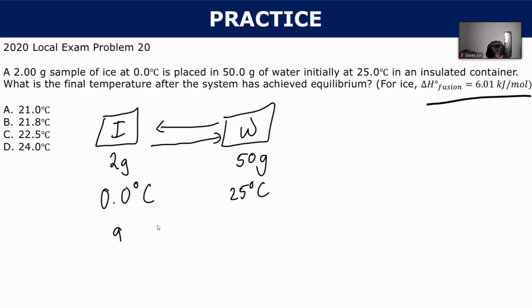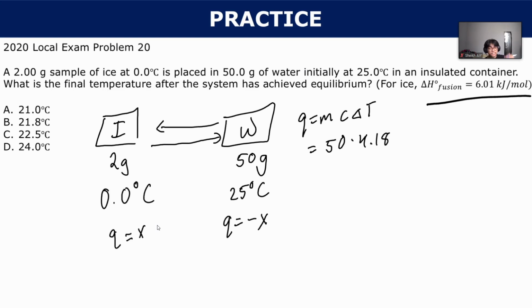So the Q of ice, let's let that be X. That should be a Q, not a G. It's going to be X, and the heat of the water is going to be negative X. Q equals negative X. Well, let's calculate Q for the water. So Q equals mc delta T. The mass is 50. The specific heat capacity is 4.18. That's the specific heat capacity of liquid water. And the change in temperature is going to be final minus initial. We know our final is going to be F, and our initial is 25. So essentially in all this, we're trying to solve for F.